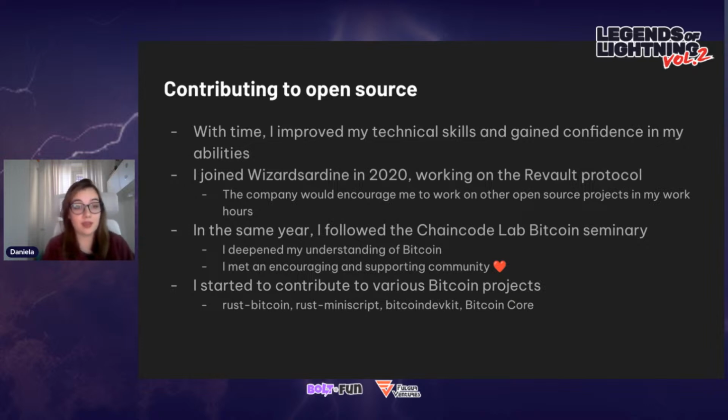And so I met many people, many friends. Many of them have a career in open source right now, and it's just so cool that we got to meet while learning Bitcoin, and then each one of us has found their own way to contribute to Bitcoin. And so in that year, I started to contribute to various Bitcoin projects, such as Rust Bitcoin, Rust Miniscript, Bitcoin Dev Kit again. And then I did a small contribution to Bitcoin Core. Maybe I'll talk about that later.